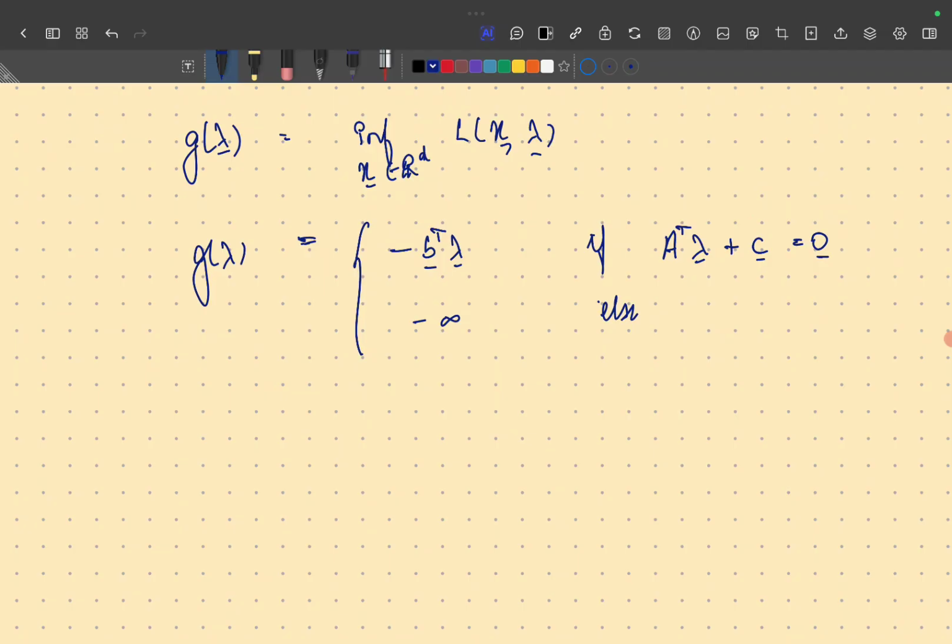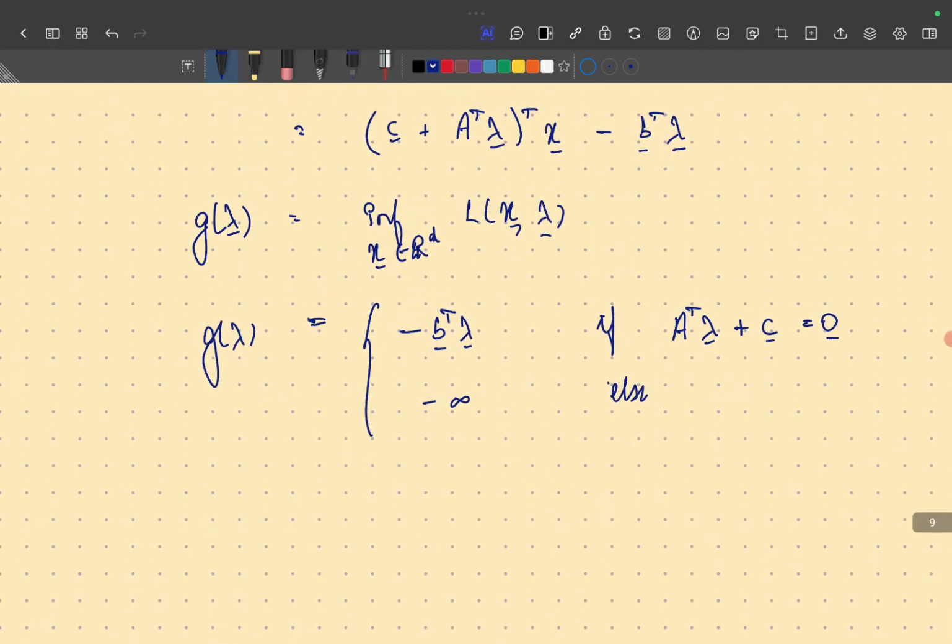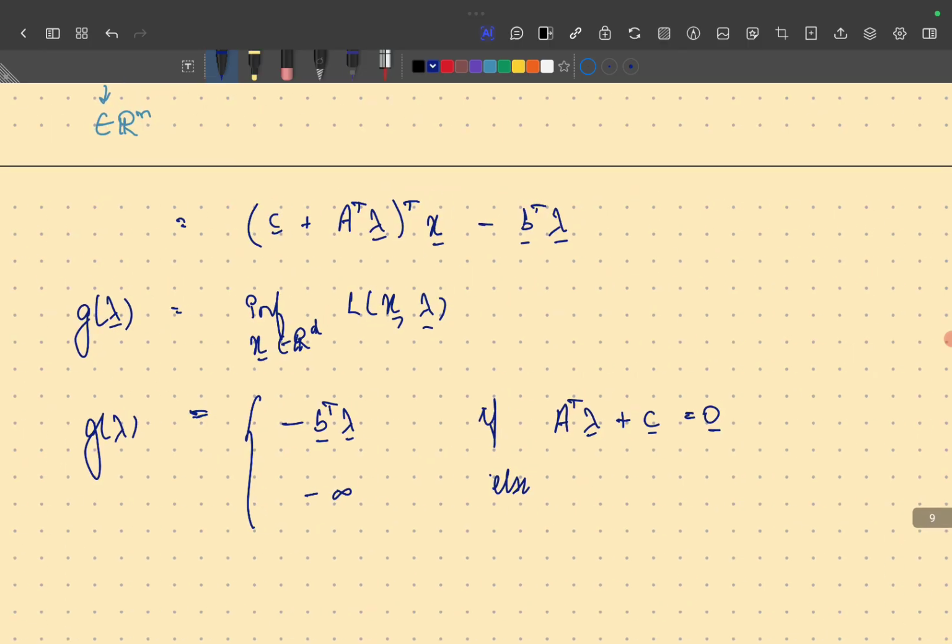Yes. Why is it minus infinity? Okay. So suppose that this whole quantity over here is non-zero. Let's call it some vector u. So suppose I have something of the form u transpose x minus some alpha. I want to know what is the minimum value that this can take. My claim is that the minimum of this is minus infinity.